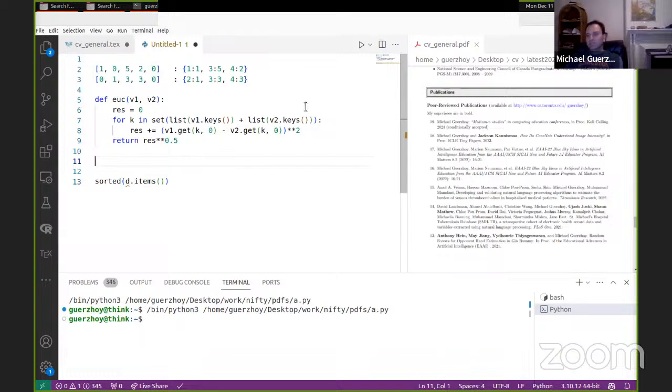Right. So you get all the keys and then you just go through everything and compute this minus this, this minus this, this minus this. And if it's a zero, then that's what the dot get is for, where you get zero in case there's no key k. If both of those are zeros, then k is not going to be in here. And that's fine because 0 minus 0 is 0 anyway. So 0 minus 0 squared is 0.